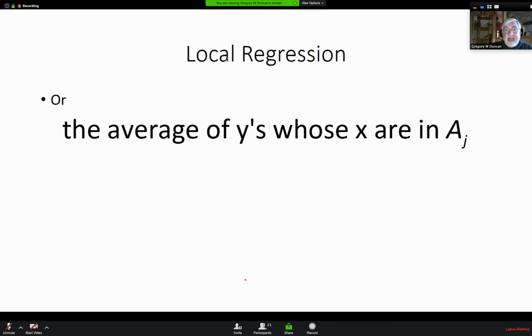That is, it's the average of the Y's whose X's are in AJ. That is a local regression. It's the simplest thing you can imagine, and it's relatively nice. Now, why I mention this is, for those of you who go to grad school, you're going to have to invent stuff like this, and I want you to see the invention process.